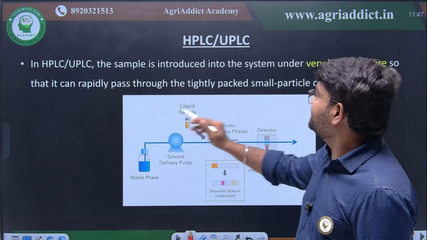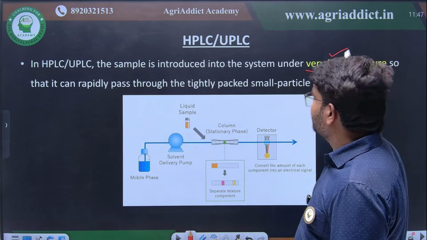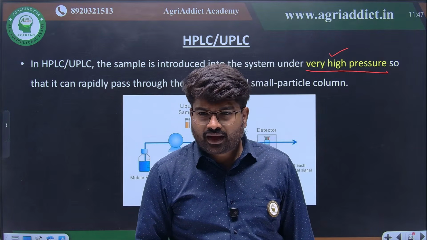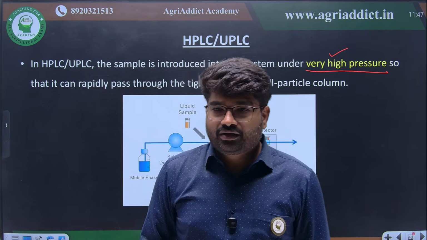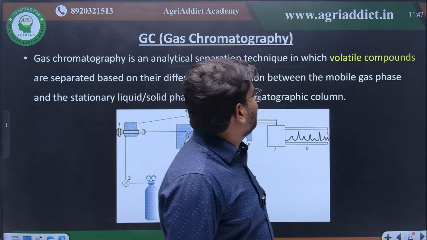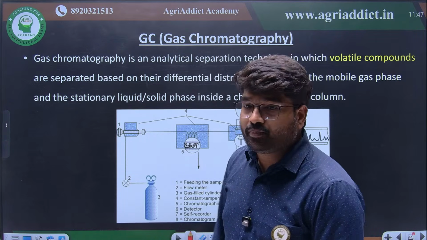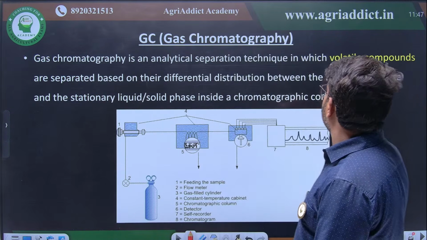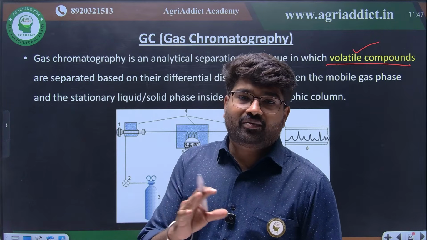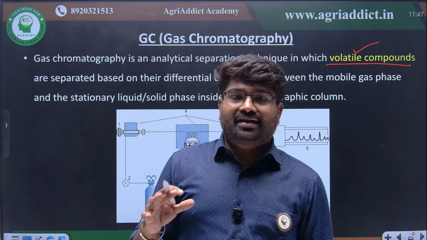In HPLC, we will use high pressure. In GC, gas chromatography, the compound should be volatile in nature. So volatile compounds will be used, or the compound will be converted into a volatile form, and then it will be resolved.